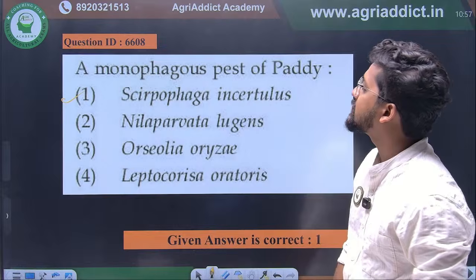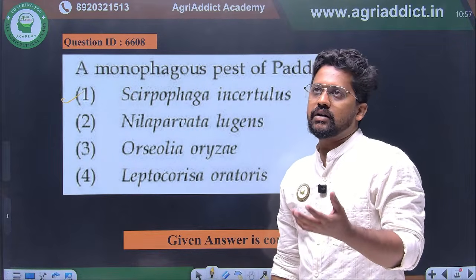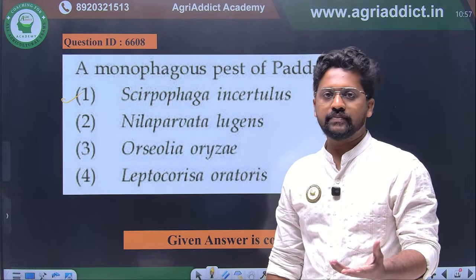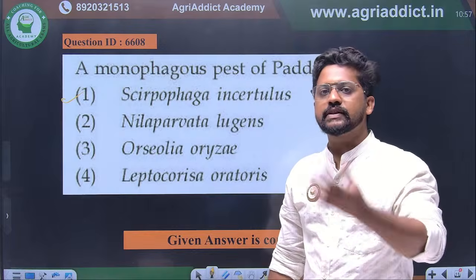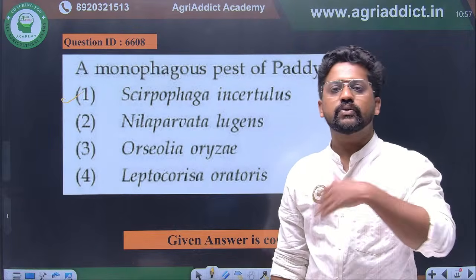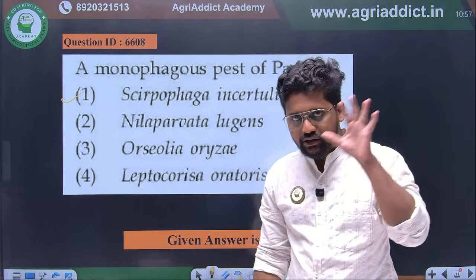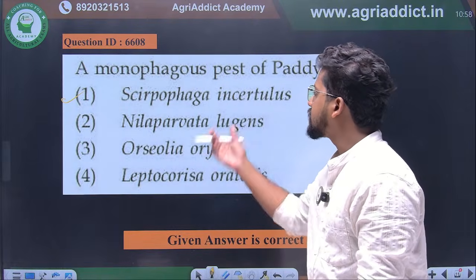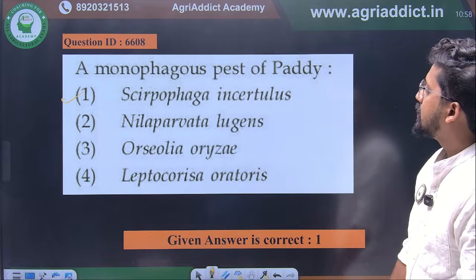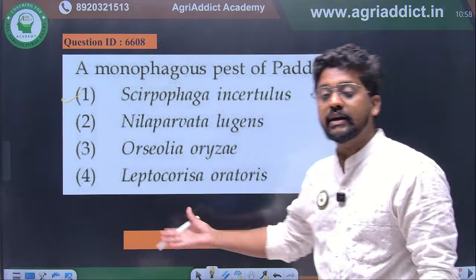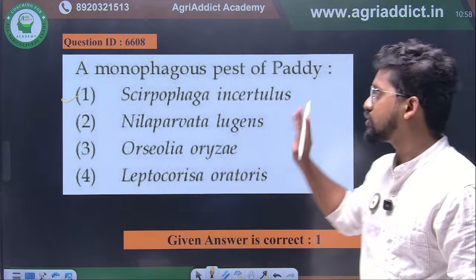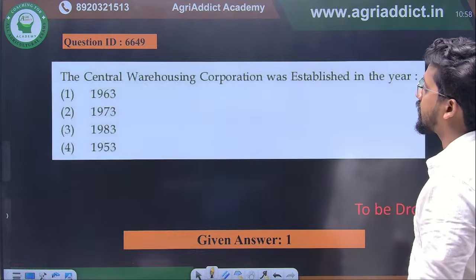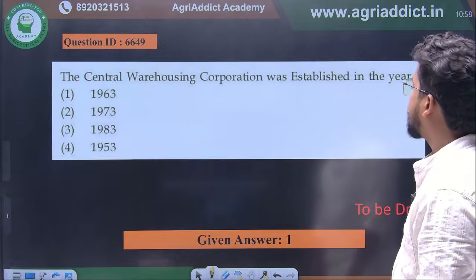The monophagous pest means the pest will be having only one host plant. The spectrum of this pest is actually not going to any other plants. This will be exclusively attacking paddy. So this is none other than paddy stem borer, Scirpophaga incertulas. So therefore answer 1 is correct, the key given is correct, and there is no need to challenge or have a confusion regarding it. Yes, next question.